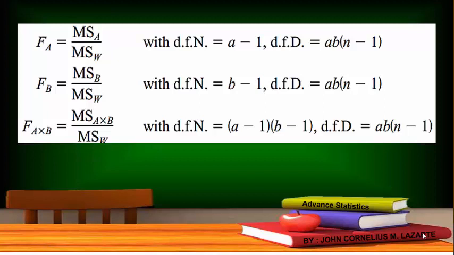For the F test value of the interaction between A and B, we have the mean square of the interaction A and B divided by the mean square of the within group, with the degrees of freedom numerator equal to quantity A minus 1 times quantity B minus 1 and degrees of freedom denominator, which is also equal to A times B times quantity N minus 1.